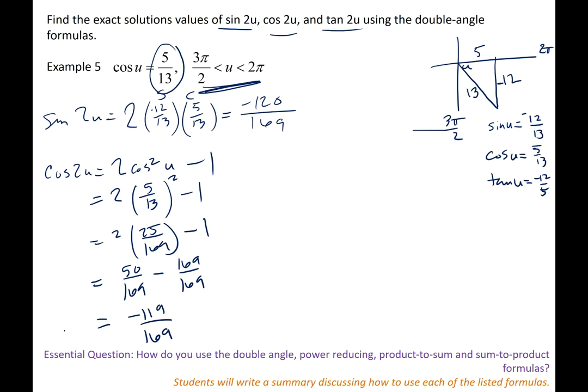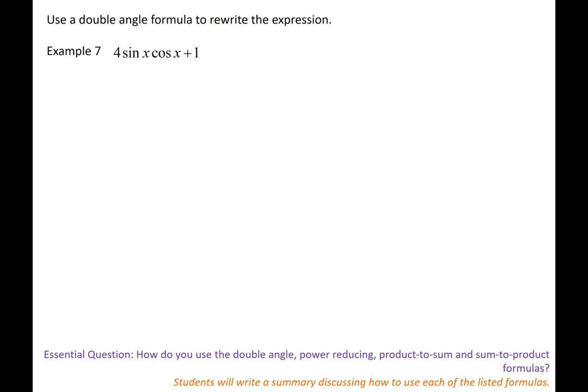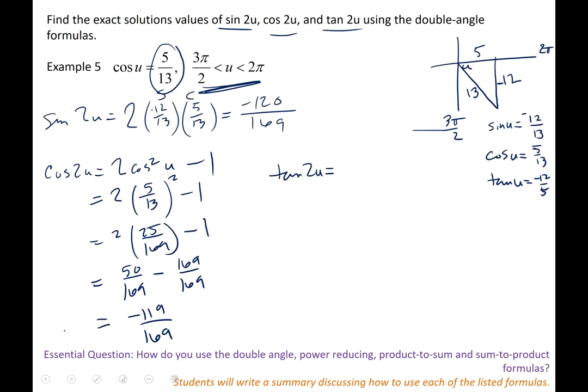All right, and then we have to do the tangent. So tangent of 2u equals... So what's the tangent formula say? 1 minus tangent squared. So I need my tangent. What's my tangent? Good, and then we're going to put that in there both times.